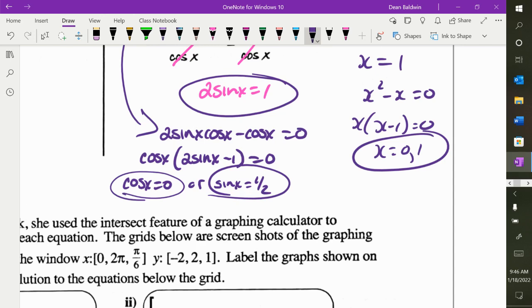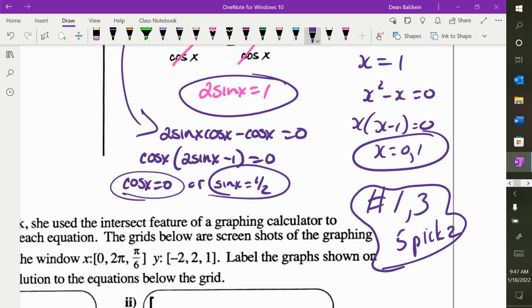Okay. Here's your questions. And the unit is over once you've done these questions. I know. Number 1. Number 3. And number 5, pick 2. That is it. Unit fini.